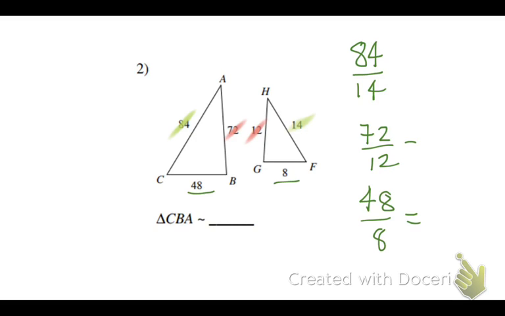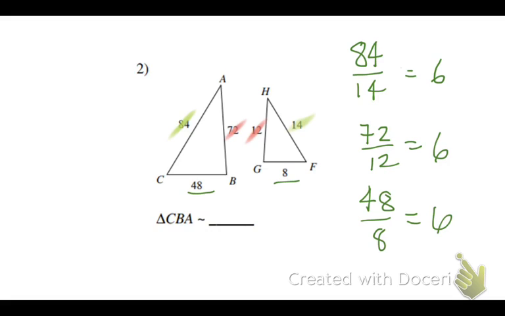And so what we want to know is what those three ratios are. So take a moment, use your calculator, and do those divisions. 84 divided by 14, 72 divided by 12, and 48 divided by 8. All right, so hopefully you've done that division, and each one of these is 6. So since all three of those ratios are equivalent, then these triangles are similar.